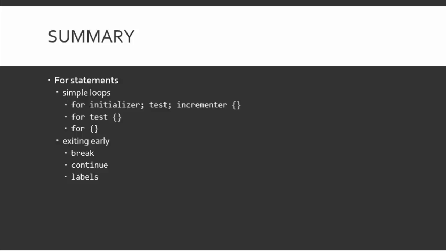So for example, if you have a nested loop where you're iterating over two collections and you need to break out of the outer loop, then you need to set up a label and then follow the break keyword with the name of that label so that Go knows where to break out to.